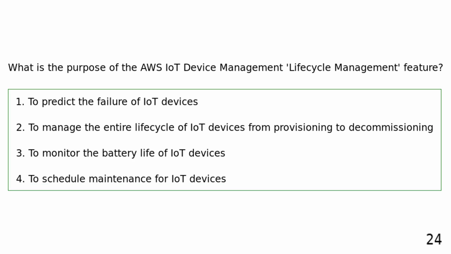What is the purpose of the AWS IoT Device Management Lifecycle Management feature? To predict the failure of IoT devices. To manage the entire lifecycle of IoT devices from provisioning to decommissioning. To monitor the battery life of IoT devices. To schedule maintenance for IoT devices.